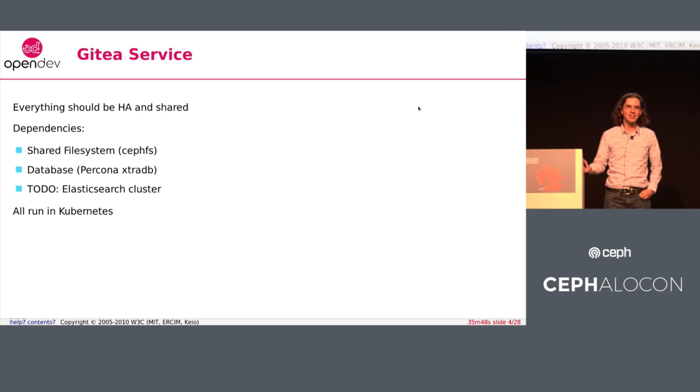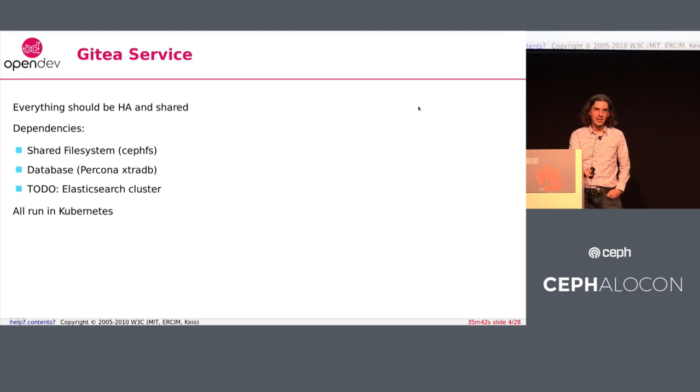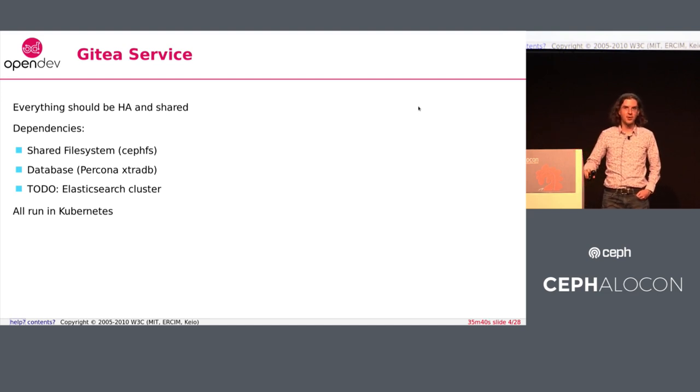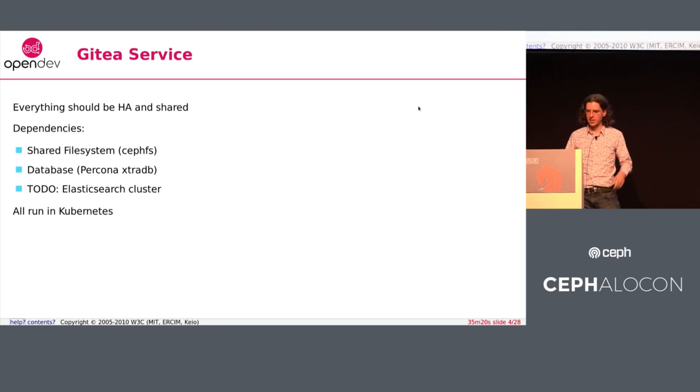So first, we're going to need a shared file system for our Git repositories. That's where CephFS comes in. We're going to need a database, because Gitea needs a database in order to keep track of users and the names of Git repositories and issues and things like that. We're going to use Percona XtraDB for that. That's also essentially a multi-master MySQL system. So again, we're dealing with a shared environment.